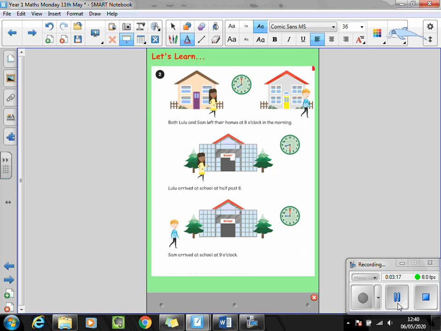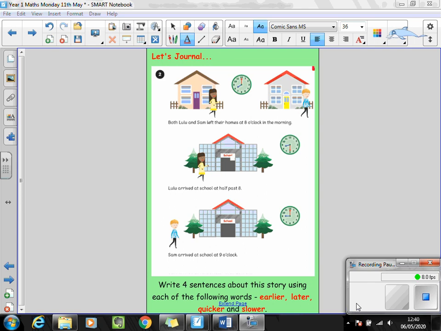Talk to your adult and discuss who arrived at school earlier, who arrived at school later, who must have walked more quickly, and who must have walked more slowly. I want you to journal your thinking about this story. Can you write 4 sentences about this story using each of the following words: earlier, later, quicker, and slower? Record it in your book. You might want to talk some sentences to your adult and maybe they can record it for you.